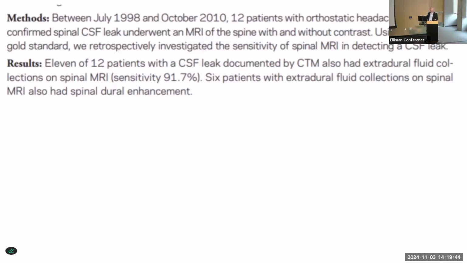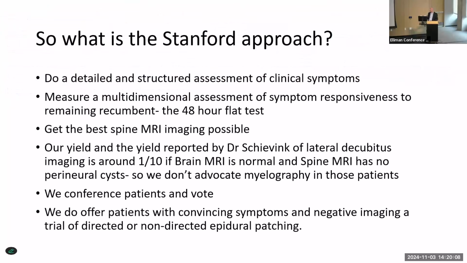And they were calling it 91% sensitivity when what they really should have been saying is, look, MRI and conventional CT myelogram are highly correlated. We don't really know what it says about the underlying sensitivity. And I think that we may in fact continue to be subject to misinterpreting the sensitivity of our imaging studies.